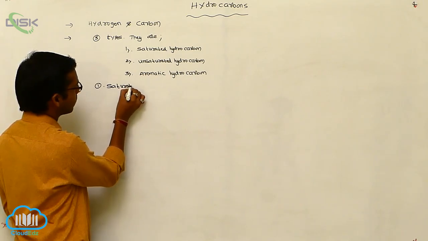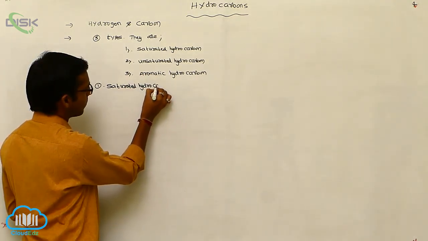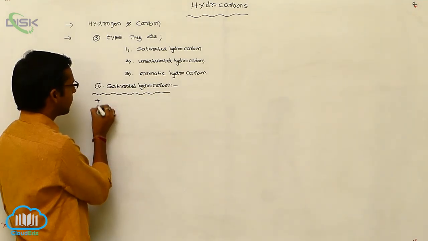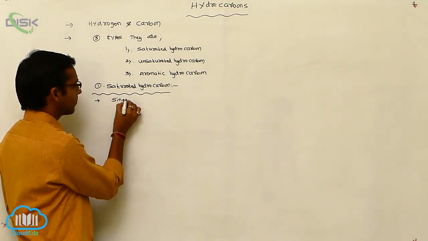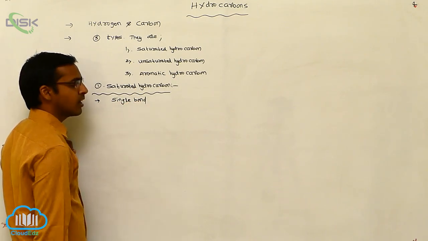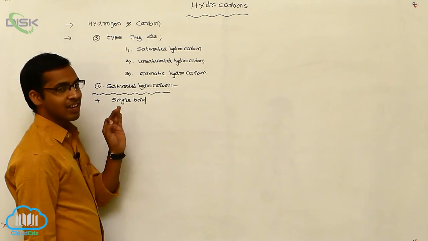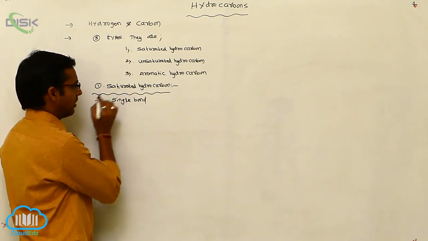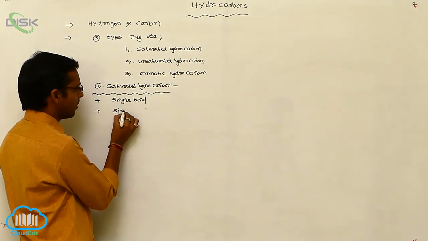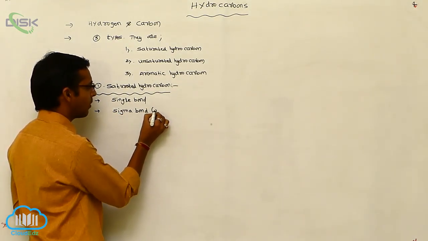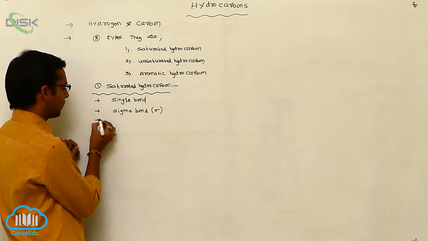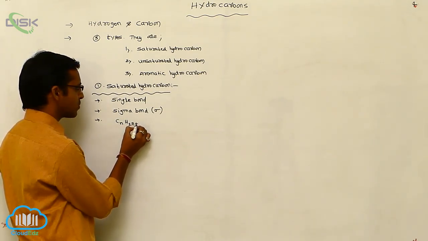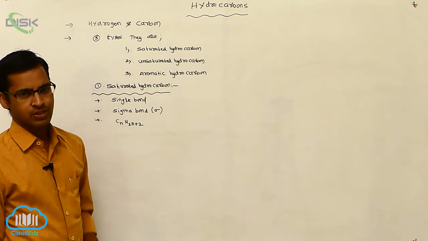In that, the first one is saturated hydrocarbon. In saturated hydrocarbon, only a single bond is present between carbon and hydrogen. Such hydrocarbons are called saturated hydrocarbons. In saturated hydrocarbons, only sigma bonds are present, so there is no pi bond. The general formula of saturated hydrocarbon is CnH2n+2. This is the general molecular formula of saturated hydrocarbons.